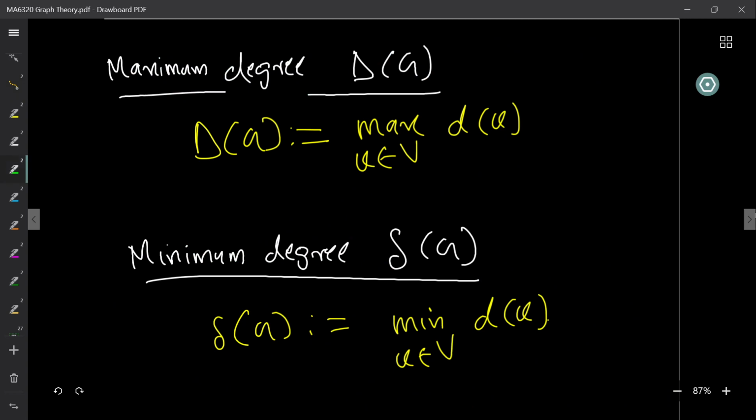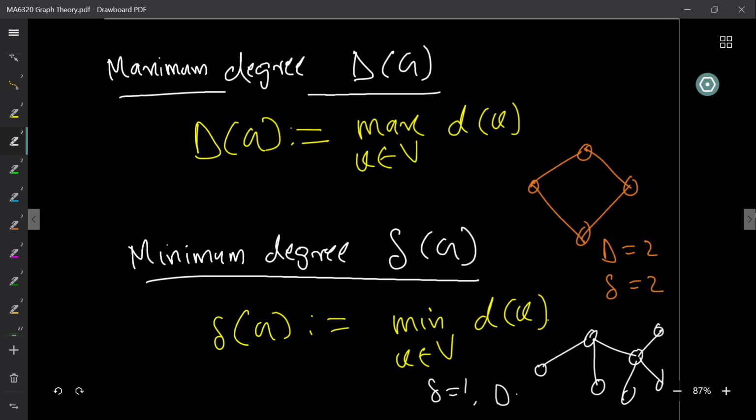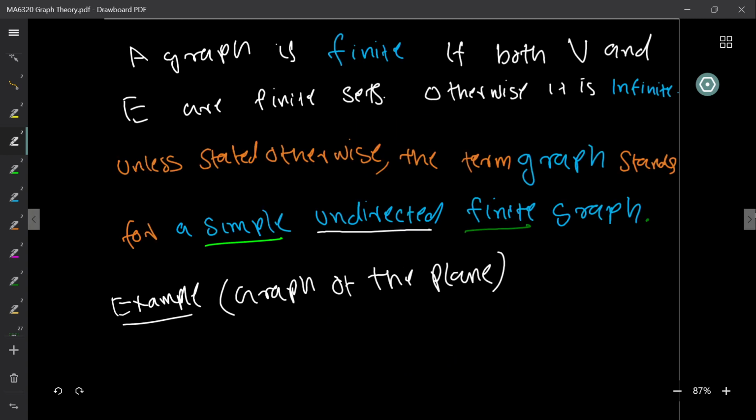For other examples, in this case, the maximum degree is 2 and the minimum degree is also 2. And here is another example. So the minimum degree is 1 and the maximum degree is 4. So this is delta, the maximum degree is 4. So this way, you can define these parameters, and they are very important. We will see its use very soon.